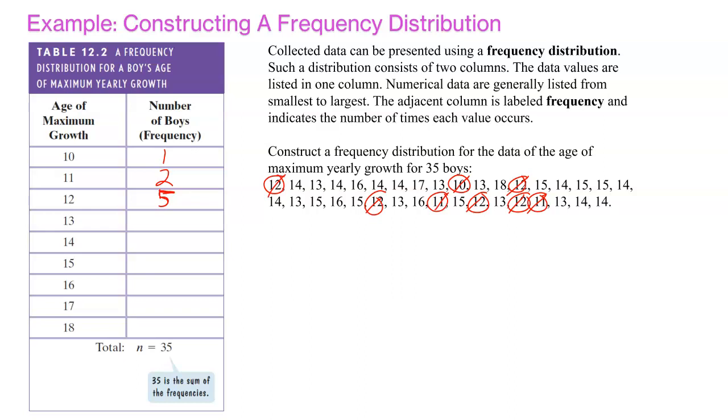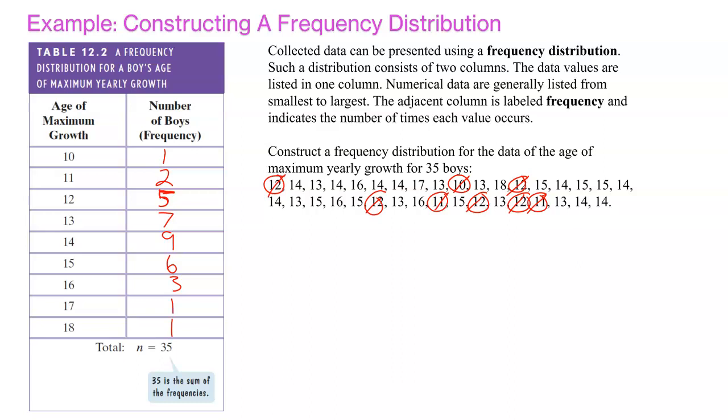Alright. How many 13s do I have? You got 6. You sure? Yeah. I counted 7. Oh, that's right, 7. How many 14s? 9. How many 15s? 6. How many 16s? And 17s? 18s?